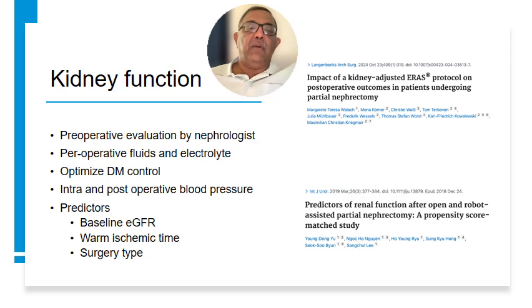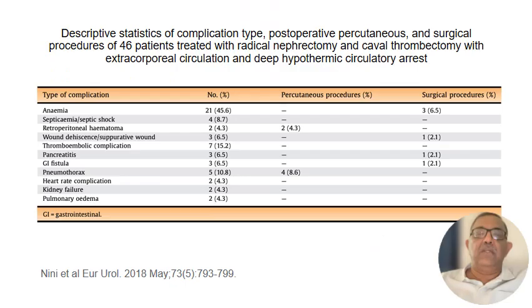The preoperative evaluation by a nephrologist is important in selected cases where you suspect that the patient is likely to undergo CKD or develop AKI. Preoperative fluids and electrolyte balance, optimized diabetes control, and intra- and post-operative blood pressure management are some of the factors by which development of AKI can be prevented. The predictors are baseline eGFR, warm ischemia time, and surgery type. So partial nephrectomy, less so radical nephrectomy, is more likely to cause these problems.